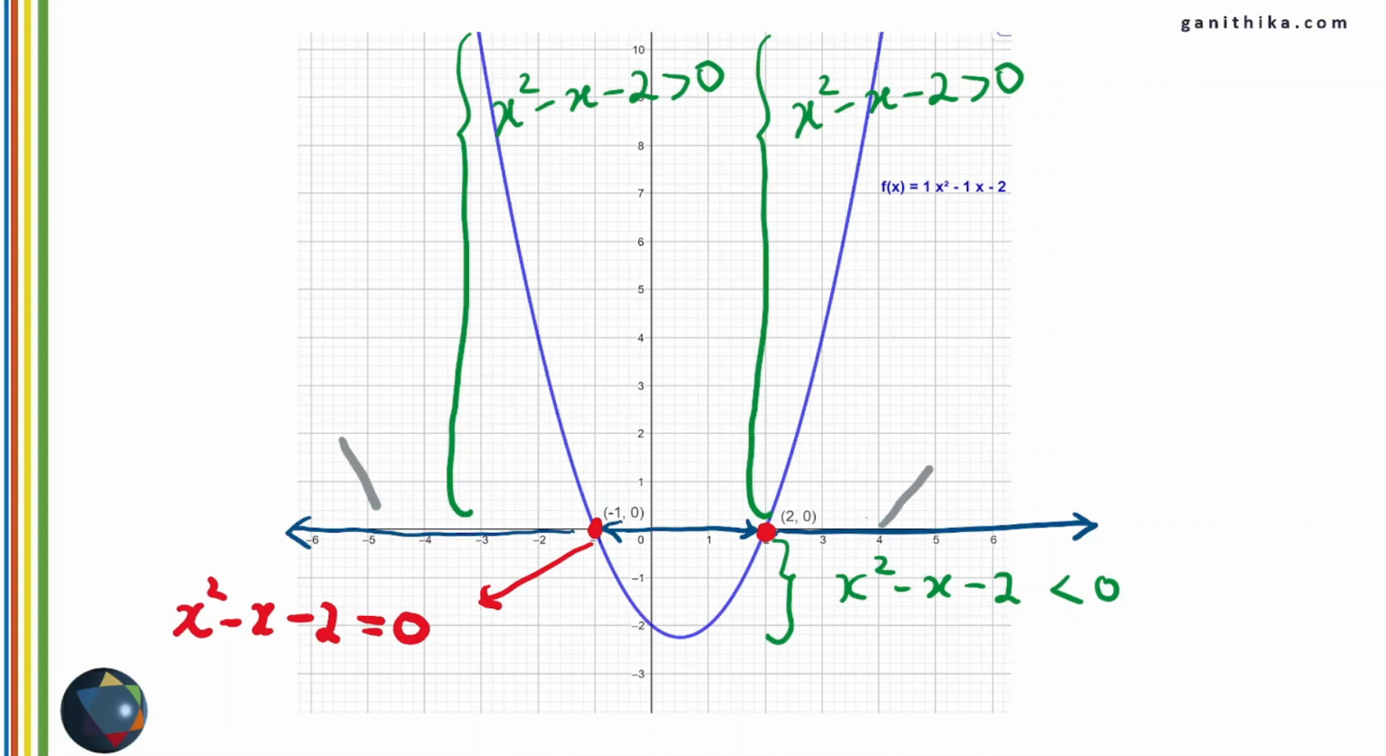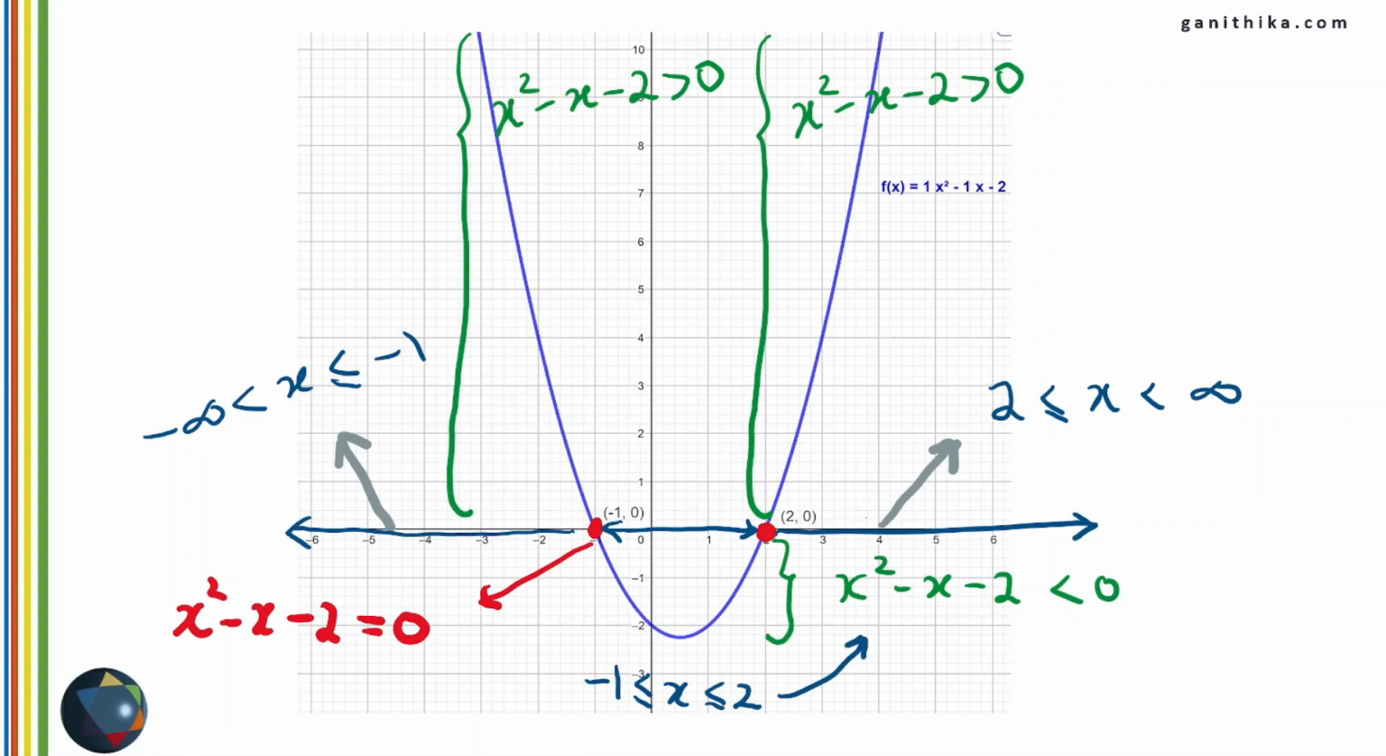So considering these 2 parts, which is going to be the solution for x square minus x minus 2 greater than 0, the solutions are minus infinity to minus 1. Depending upon the question, you will use the inequality with the equality sign or not. And the second solution set is 2 less than or equal to x less than infinity. And the values in between negative 1 to 2 is the solution for x square minus x minus 2 less than or equal to 0 or less than 0 according to the question. So this is how you use the graphical method to solve quadratic inequalities.